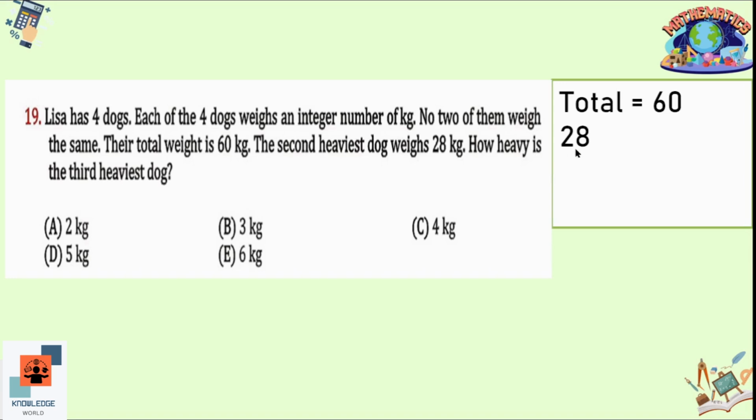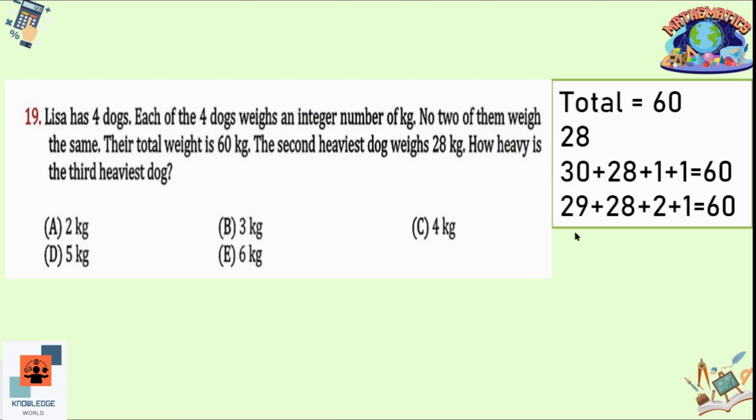Here, if the weight of the second is 28, the weight of the first dog will be greater than 28. Let's try 30 kg. If the weight of the first dog is 30 kg, second dog is 28. In that case, the weight of the third and fourth dog can be 1 kg. Then total will be equal to 60. But here 1 is not possible because they told us that no two of them weigh the same.